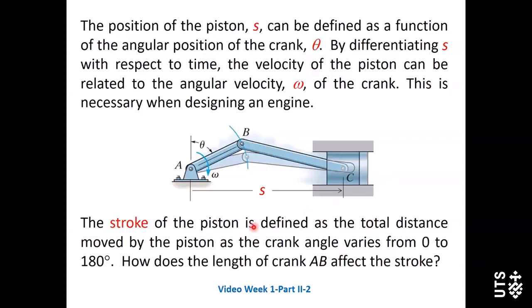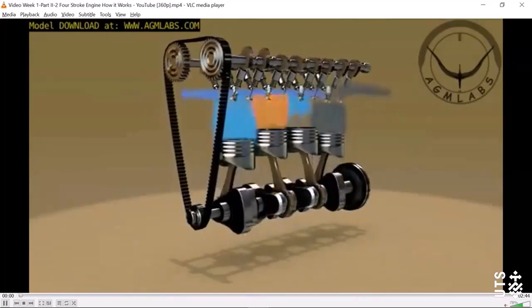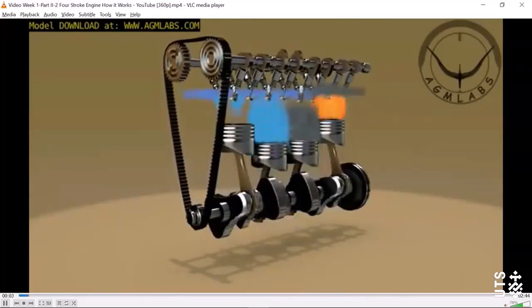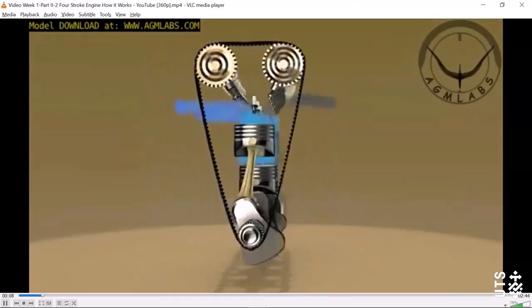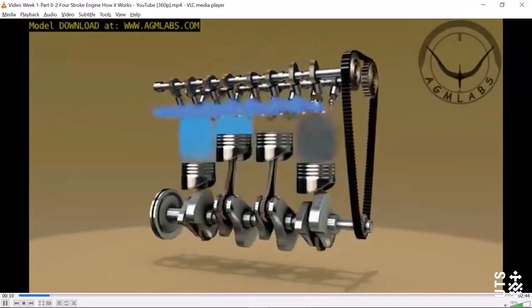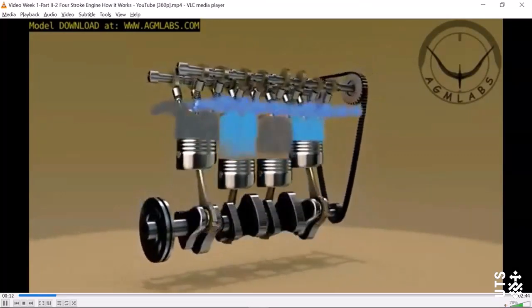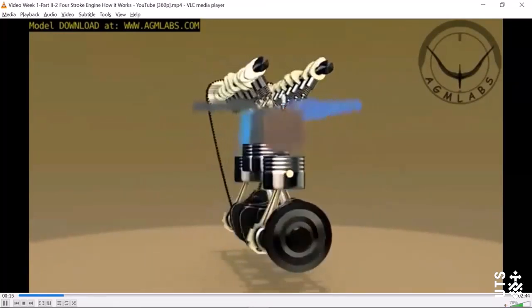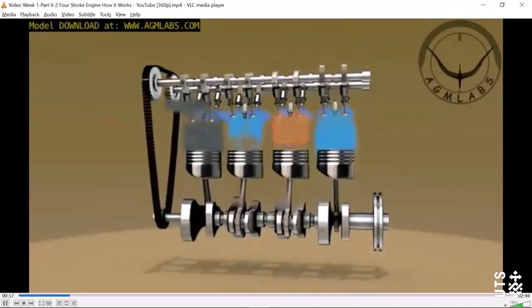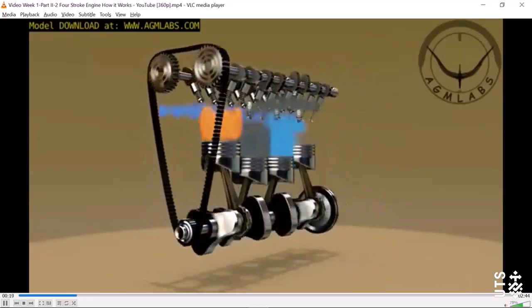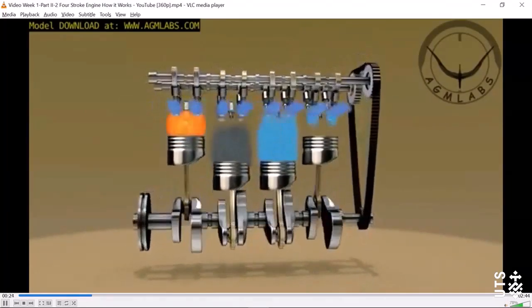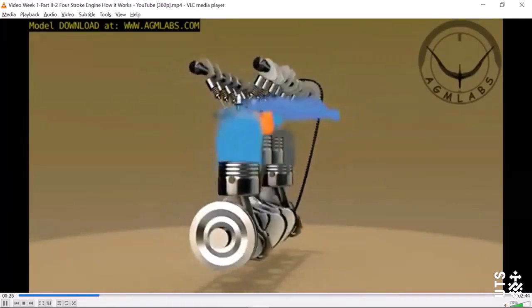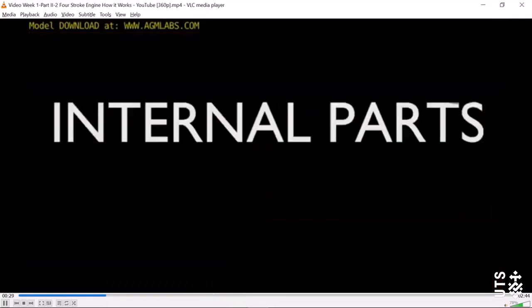This mechanism has an application in engines. Today, the internal combustion engine is used in motorcycles, automobiles, boats, trucks, aircraft, ships, heavy-duty machinery and power generators. A four-stroke engine is an internal combustion engine in which the piston completes four separate strokes: intake, compression, power, and exhaust during two separate revolutions of the engine's crankshaft and one single thermodynamic cycle. Let's take a look at the basic internal parts of a four-stroke engine.